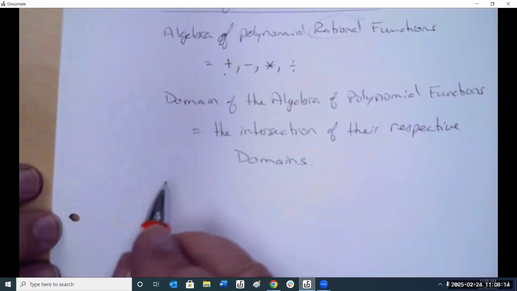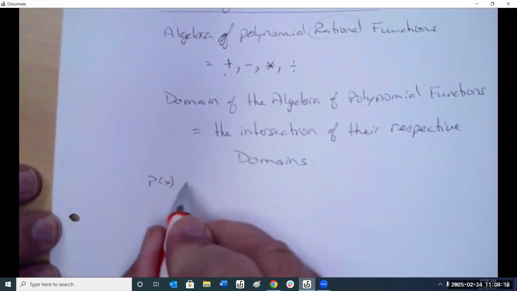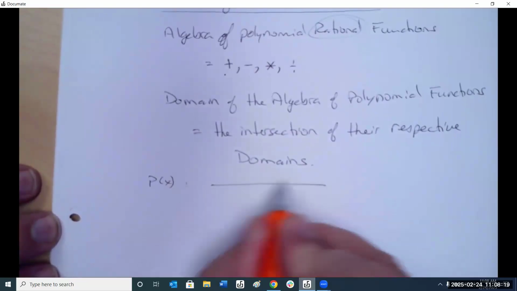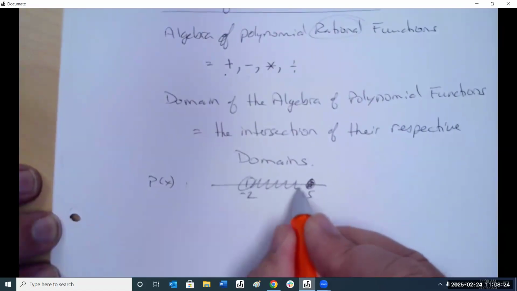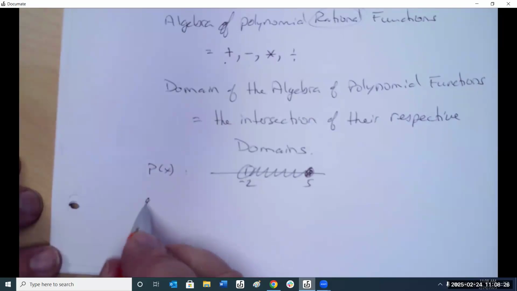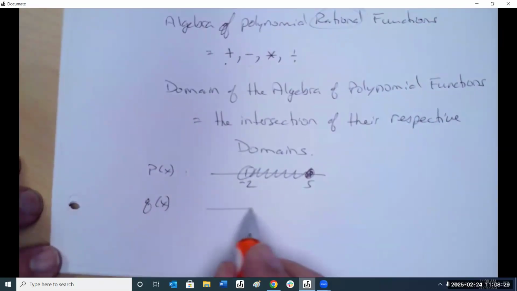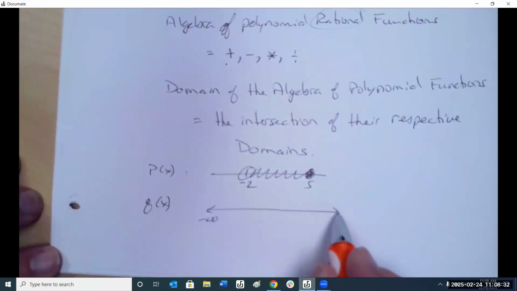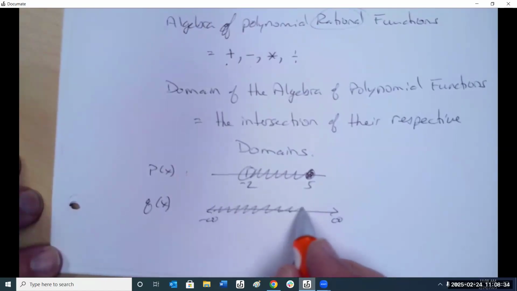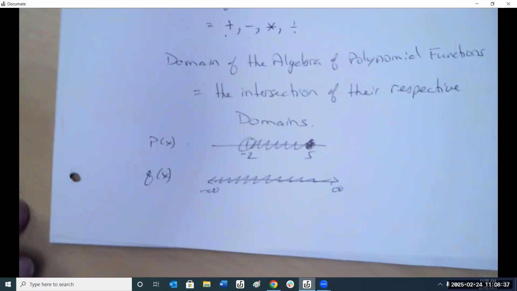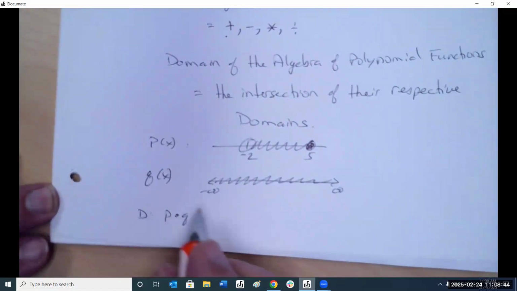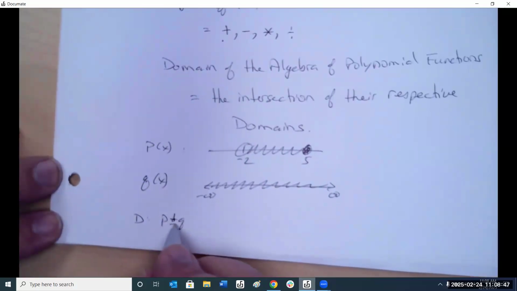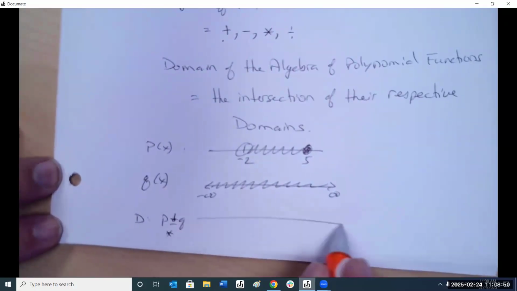For example, if the domain of p of x was -2 to 5, and the domain of q of x was -infinity to +infinity, then the domain of p plus q, or minus, whatever, is where they overlap.